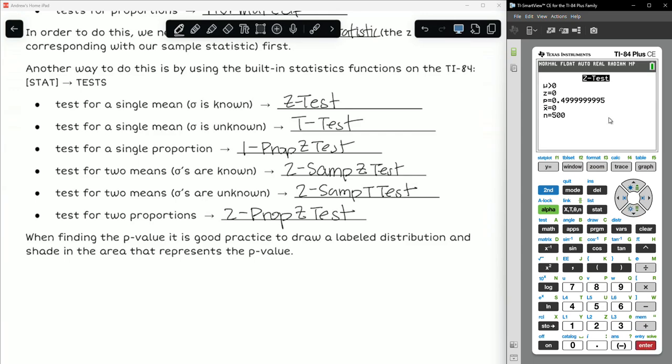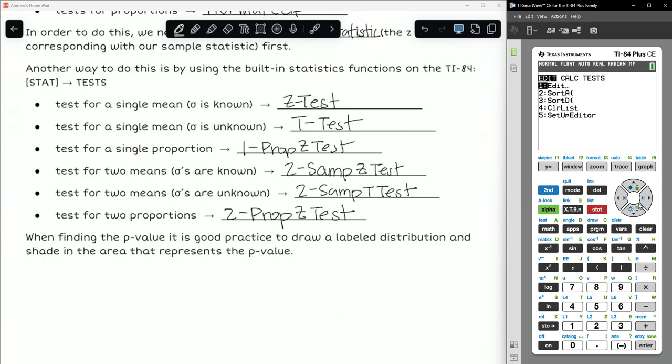If I press calculate, it gives me my test statistic. It gives me the population proportion. It gives me the mean and sample. So I see my test statistic was 0. My p-value rounds to 0.5, which is big. And then my sample mean and my sample size, which I fed the calculator.